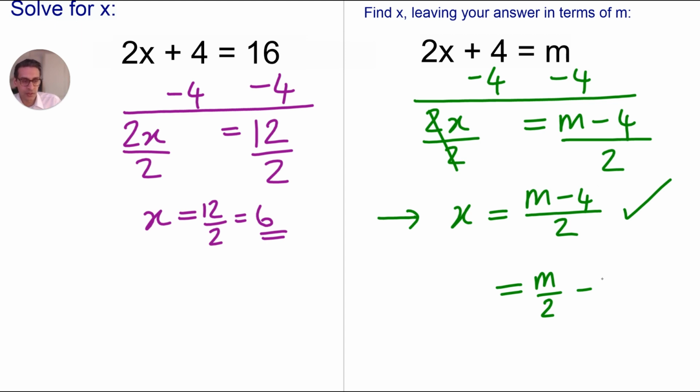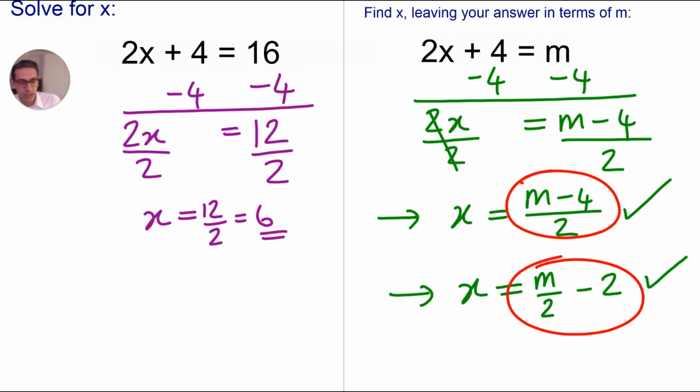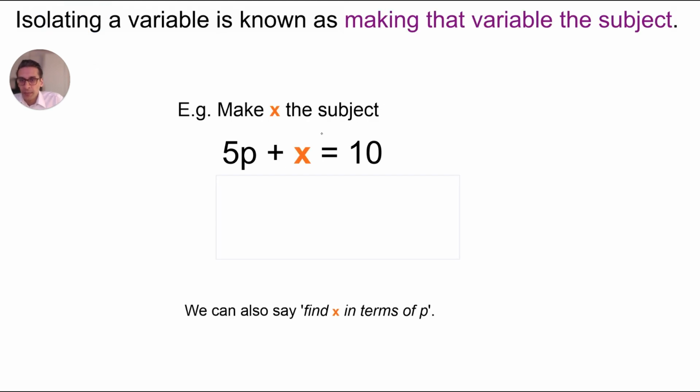Now 4 over 2 is just 2, so this is another way of writing the same thing. Both of these answers in red are equally correct. And you can see we've isolated x, we've made x the subject. Okay, so isolating a variable is known as making that variable the subject. So in this case, you might be asked to make x the subject.